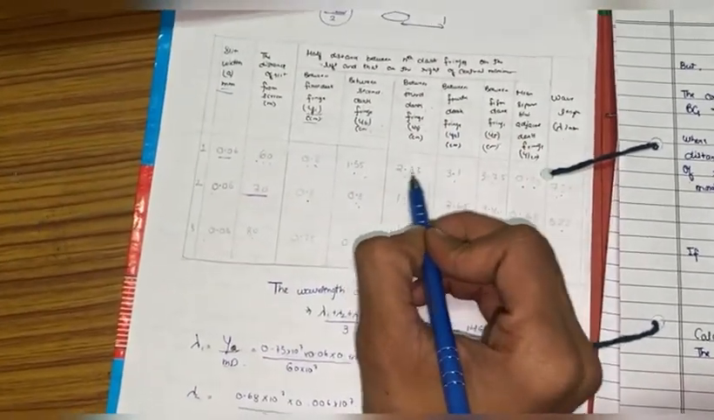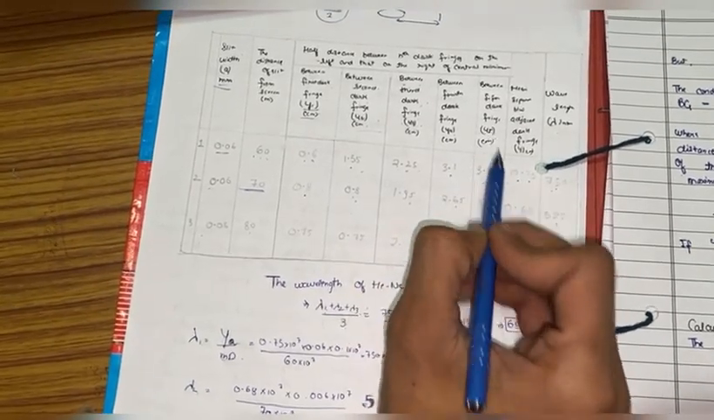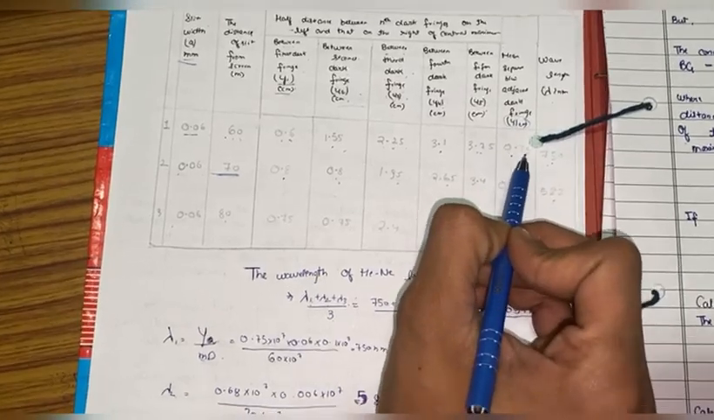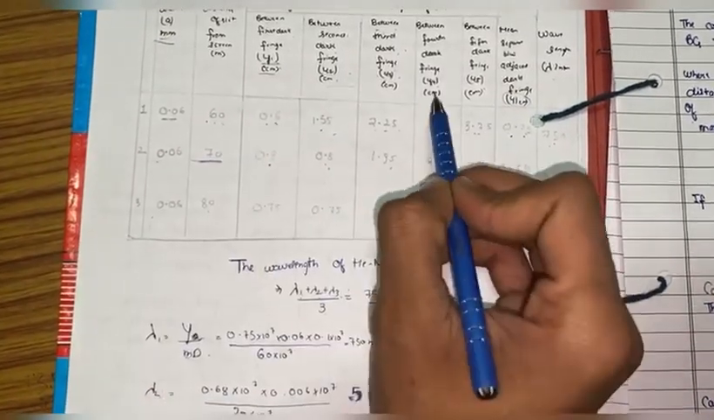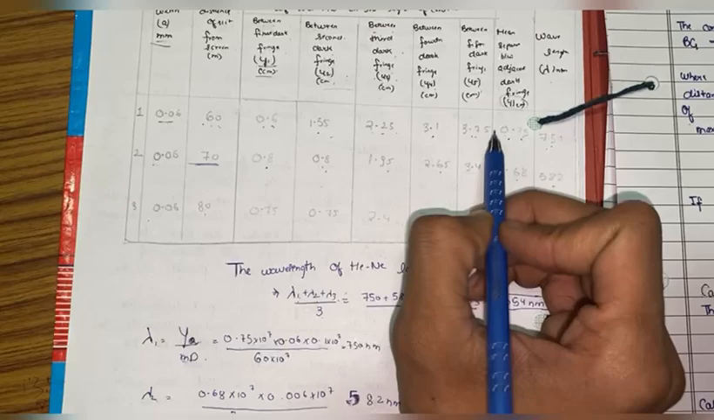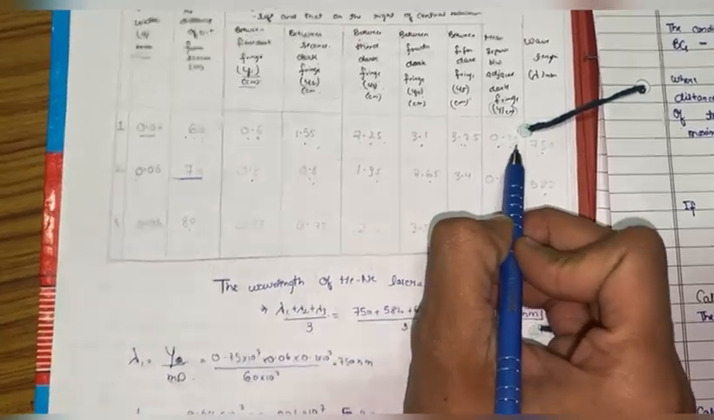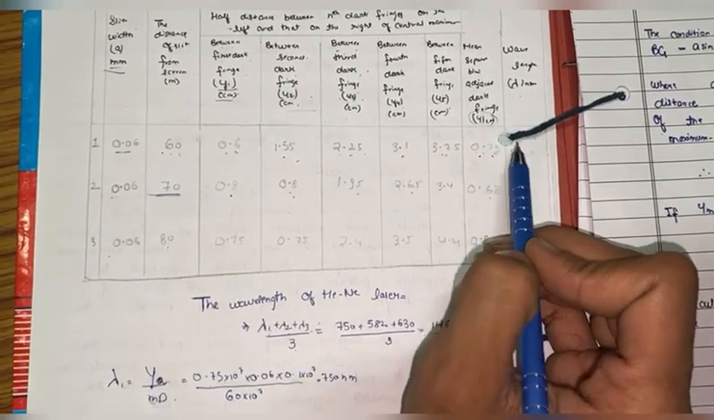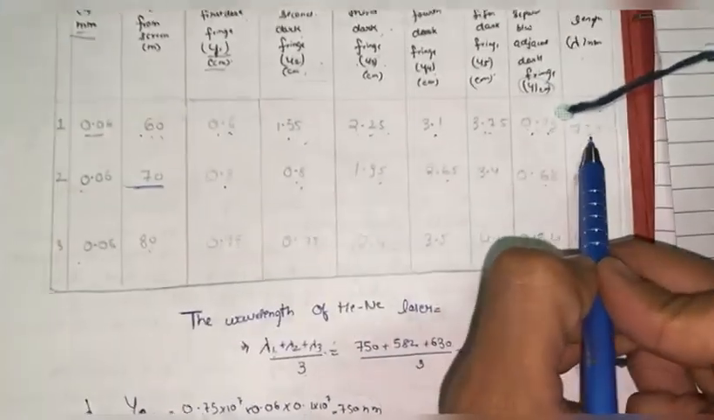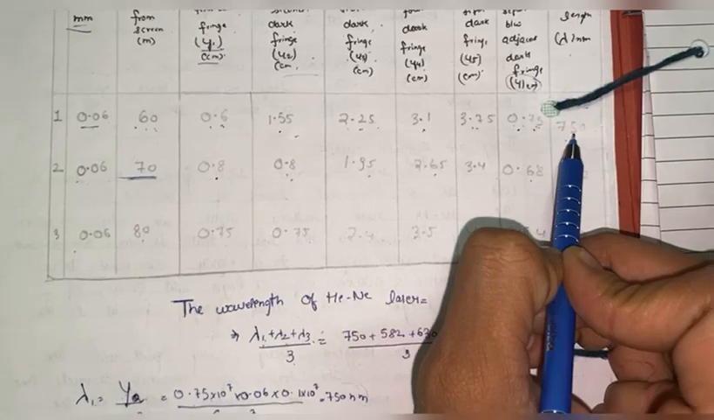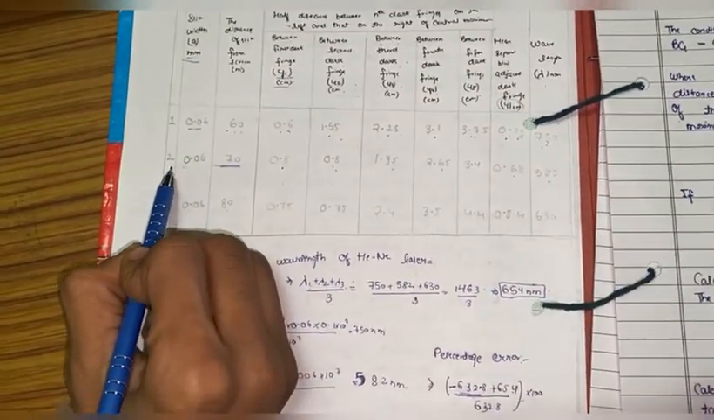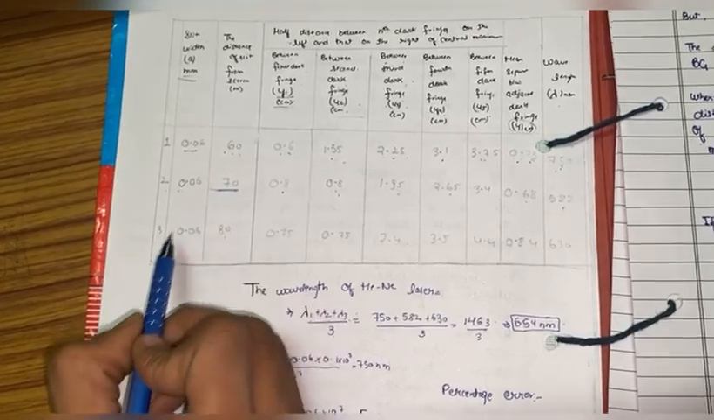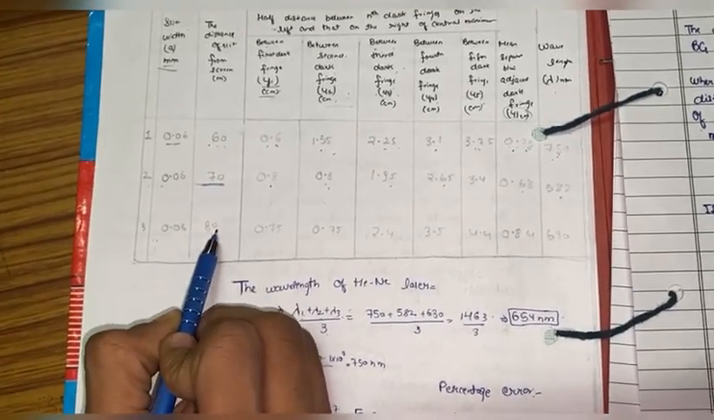Similarly, y3 is 2.25, y4 is 3.1 and then 3.75, and y is the mean of all these values in the given table. So it is found to be 0.75, and by using the formula and calculating the wavelength, it is equal to 750 nanometer. Similarly, the second observation is at 70 centimeter from the screen, and the third observation at 80 centimeter from the screen.